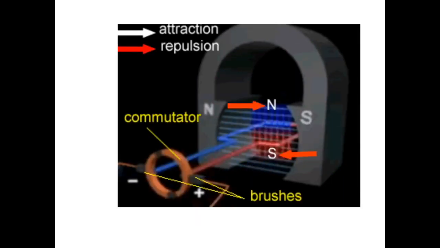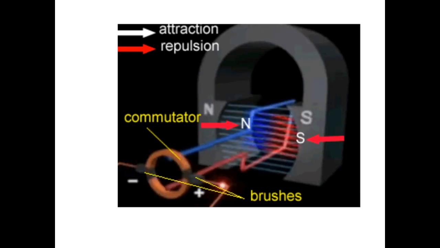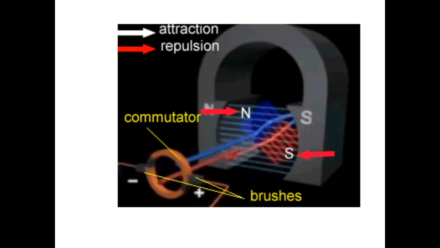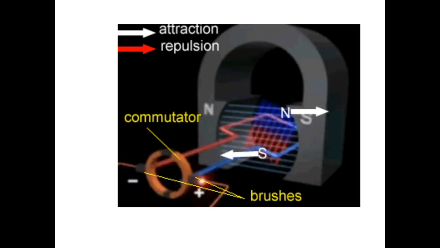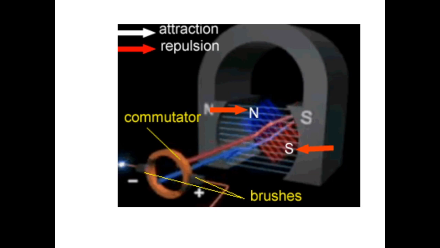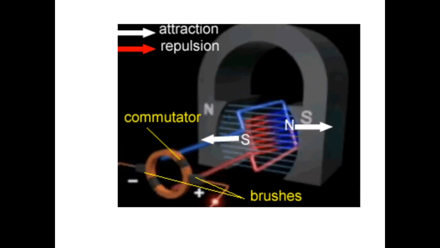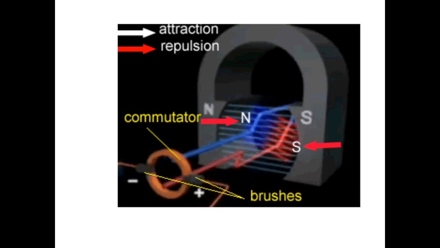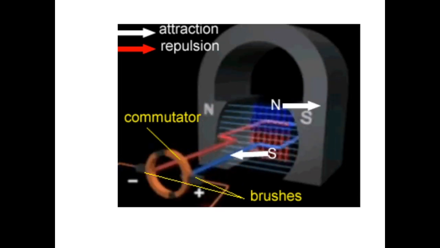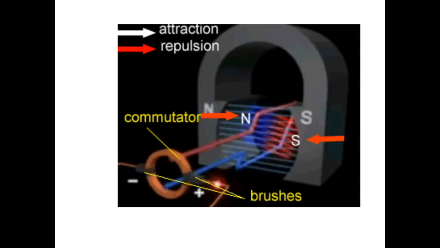And so you can see here with the arrows showing when you have attraction and repulsion, you have this commutator with the split ring, the brushes that mostly connect except for right when it hits a split. And so it'll either be attracting towards or it'll start to repel. So right now it's repelling away, north is going away, and then it attracts towards the south. As soon as it finishes attracting, you hit this split and then it stops.